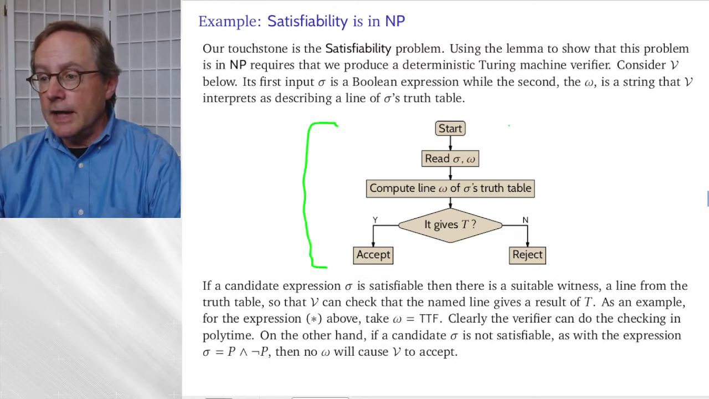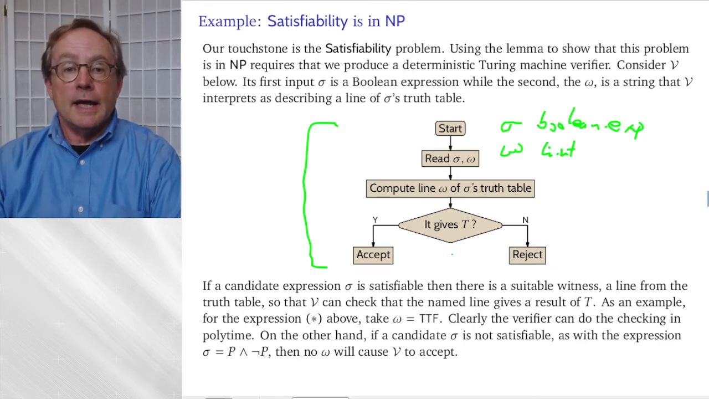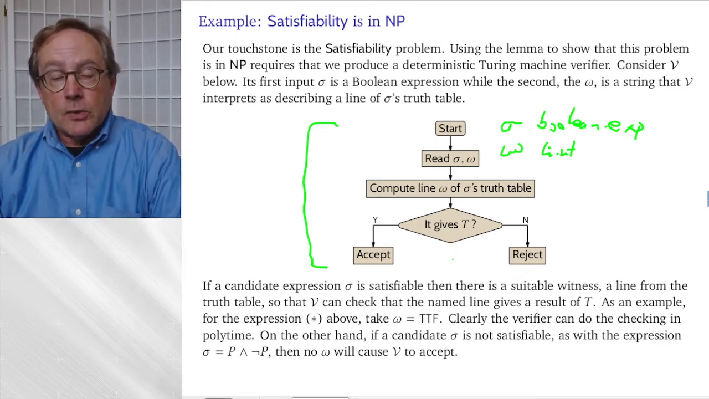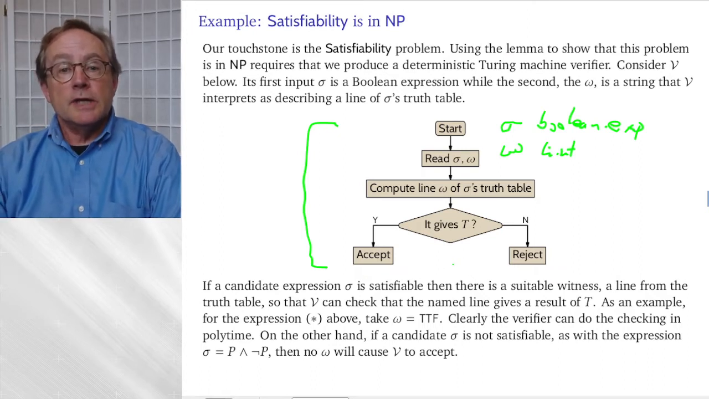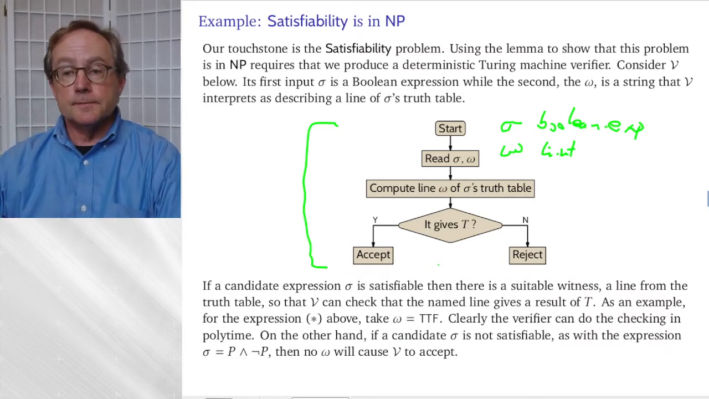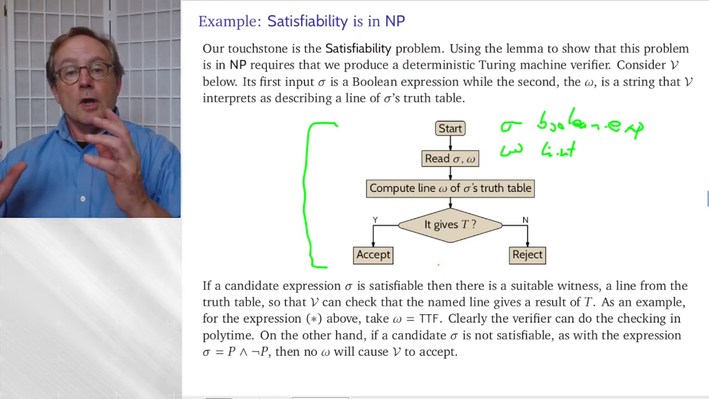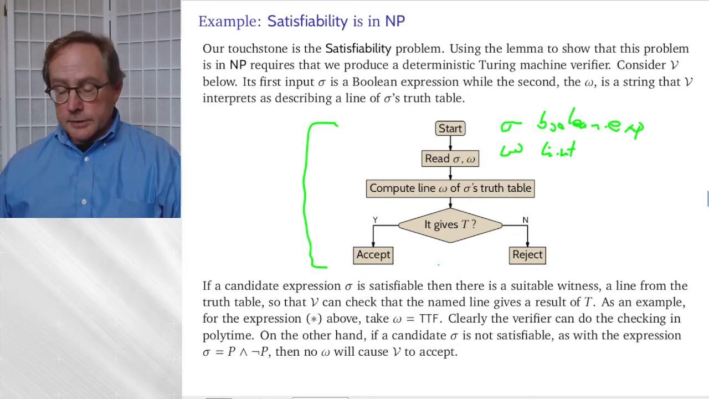So the verifier takes sigma, the Boolean expression, and omega, the hint. Somebody gives you, somehow, a hint: try line 4108, and then you check that. You can check that very quickly, and you say, okay, 4108 comes out with a T on the far end, so we've decided that sigma is indeed satisfiable. So a problem is in NP if there's a fast way to check. Not necessarily a fast way to find, we'll talk about that more later, but a fast way to check that it's in the language.